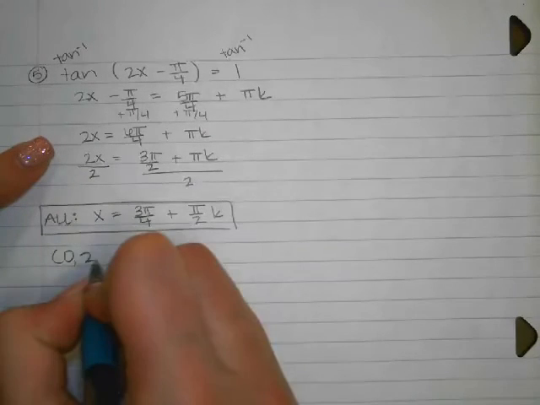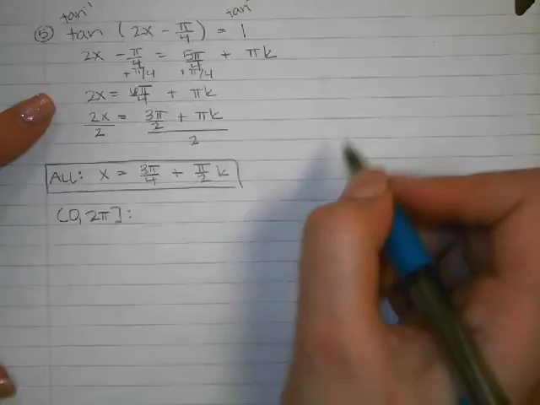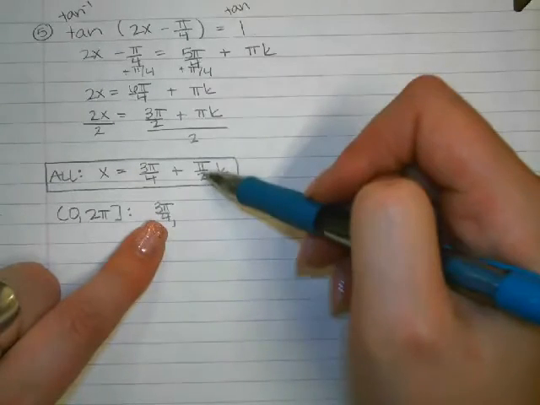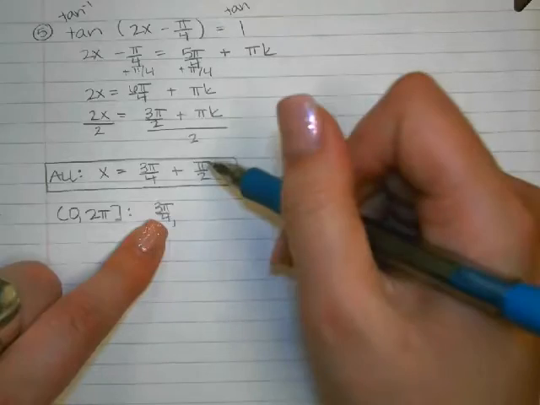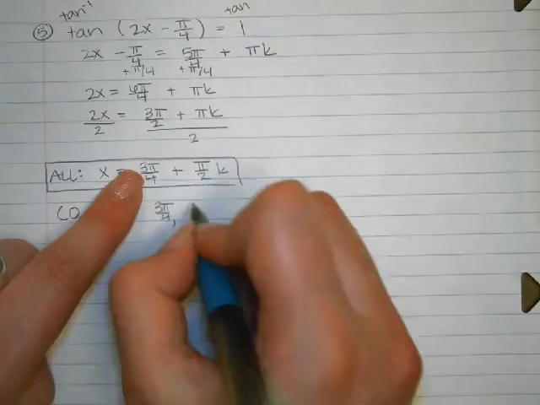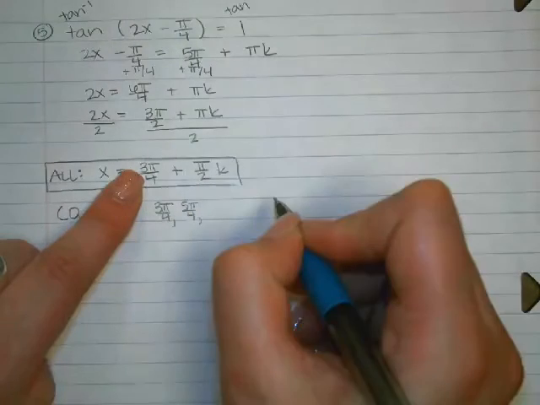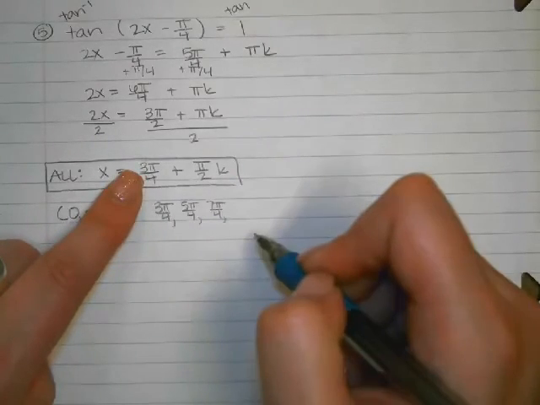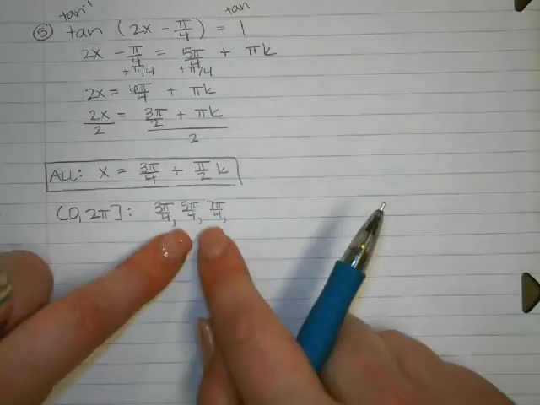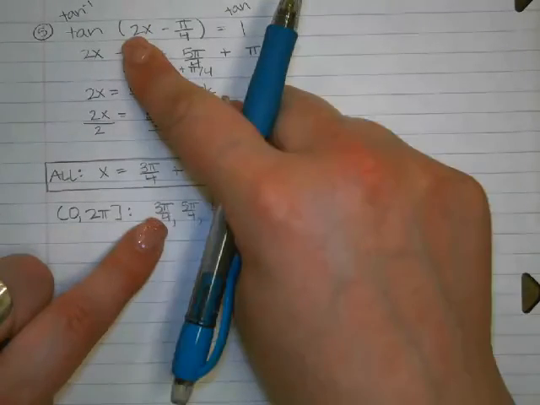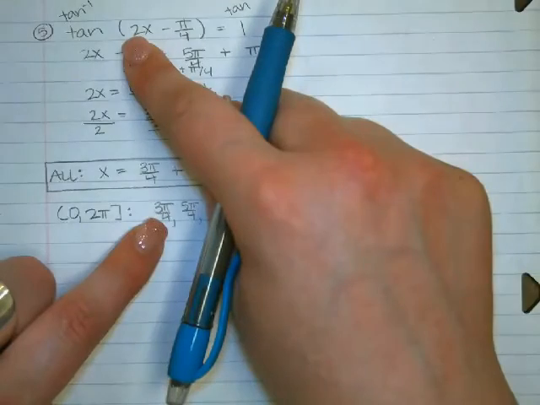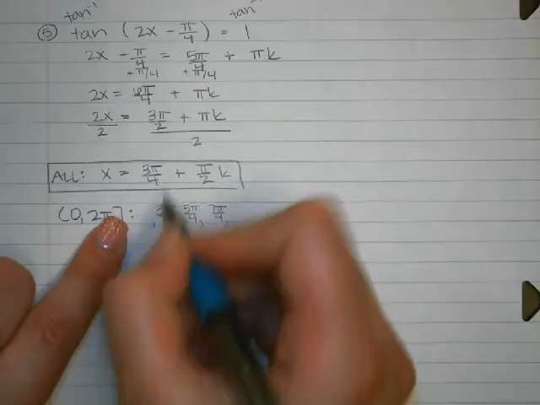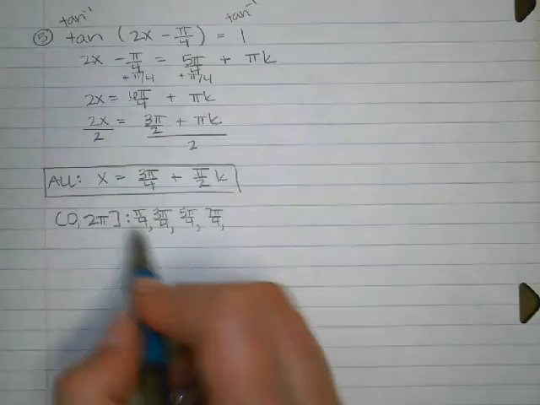And if I want to look at my solutions from 0 to 2 pi, then I can say 3 pi-fourths. And if I'm adding 1/2, that's the same as adding 2/4. So 3 pi-fourths plus 2/4 is 5 pi-fourths. Plus 2/4 is 7 pi-fourths. Plus 2/4 would be 9/4. That's too big. So like I was saying before, I only have three answers. Because this is a 2x, I expect to have four answers. And so that means that if it doesn't get any bigger, it must have been smaller. So if I subtract 2/4, then I just get pi-fourths in the front. And there's my four answers.